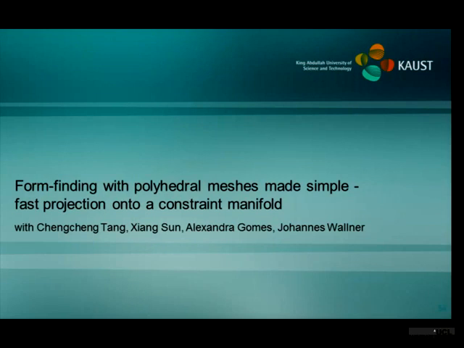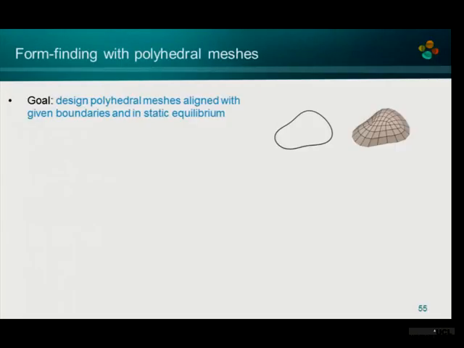Now I want to show you something very new and unpublished. I talk here about form finding with polyhedral meshes and about a fast way of projecting onto such a constraint manifold. Let me first come from the application side. Let us assume we are given a boundary and we would like to put a mesh inside that boundary which is well aligned with the boundary, for example, has planar faces, and is also in static equilibrium, maybe even with compressive forces. So, subject to a variety of constraints.